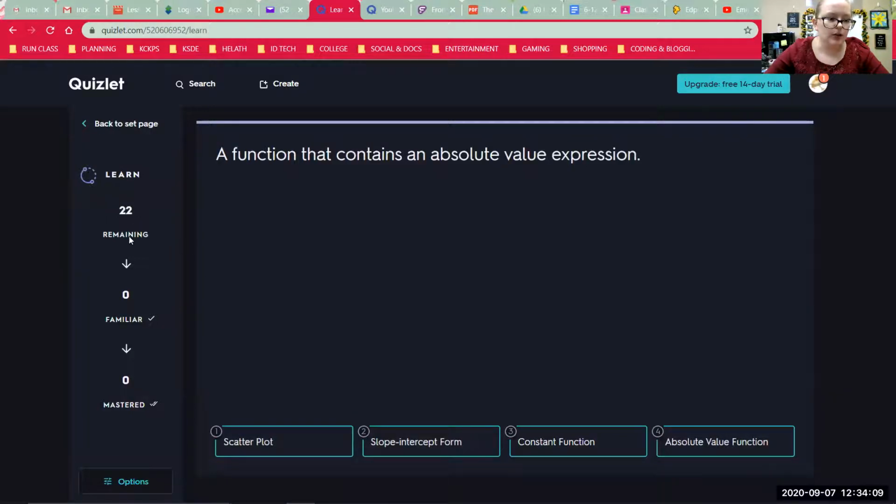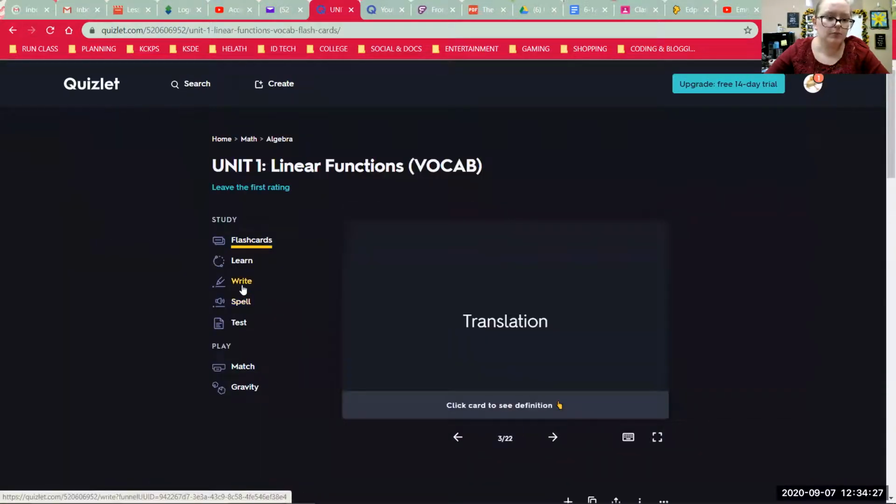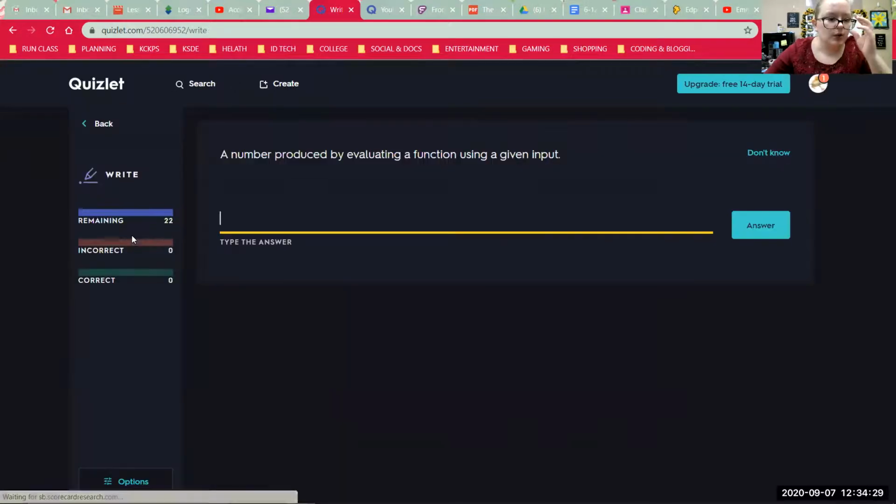Okay, so we've got 22 words in this section, this Unit 1. If we're familiar with it, that means we got it right once. If we've mastered it, that means we've got it right twice. So any words up here, we're good on. We've mastered those ones. Okay. There's the writing one.